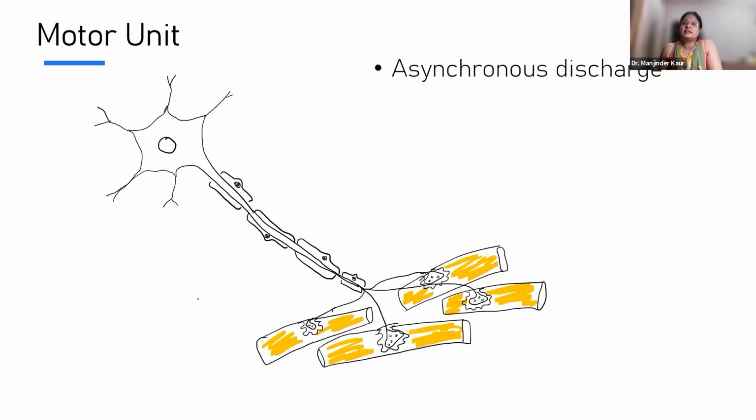So now what are the various properties of this action potential? The first property is the asynchronous discharge. So we all know that there are thousands of motor units which are arising from the anterior horn cell. Now all these motor units do not fire at the same time. They fire at different times so that the muscle gives us a subtetanic, but yet smooth contraction.